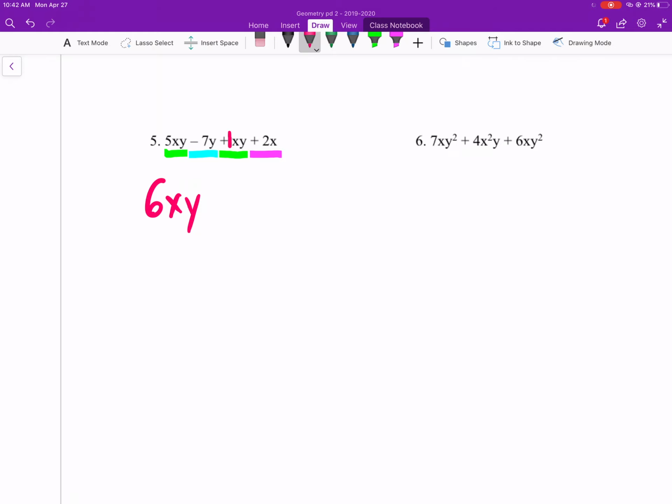And then the other terms are simply brought down. In any order, it doesn't matter. You could write negative 7y plus 2x. Those can't combine with anything. They don't have any other like terms. But you could have written it as 6xy plus 2x minus 7y. Alright, the order does not necessarily matter.